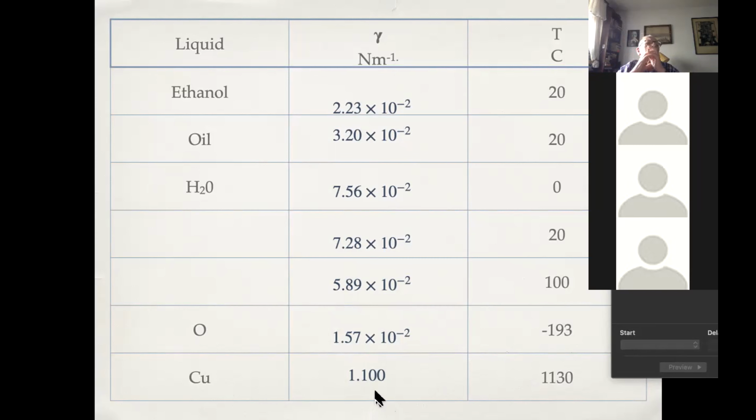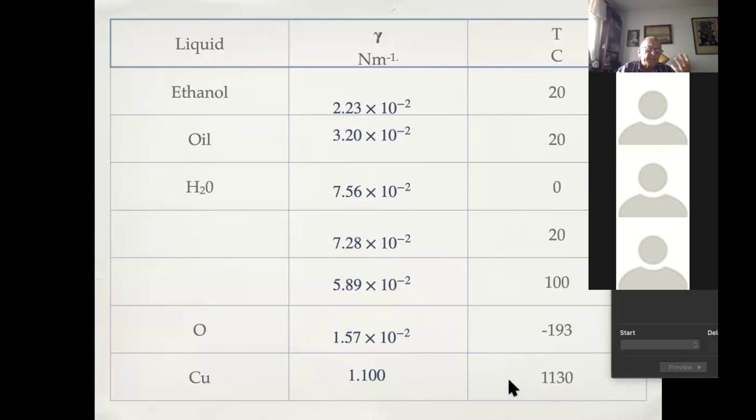And the last position is copper. Copper at room temperature is a metal, but when we heat it up, it melts and becomes a liquid. And the surface tension at a temperature slightly above 1000 degrees Celsius is, as you can see, a huge number, because it's 100 times larger than the surface tension for all the other substances in my table.